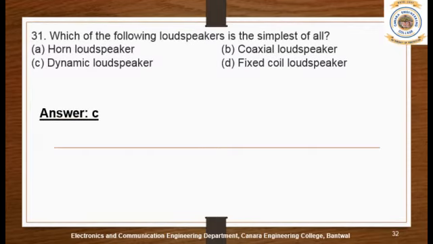Then which of the following speakers is the simplest of all? So horn loudspeaker is a complex one. Coaxial loudspeaker, and coming to dynamic loudspeaker, it is the simplest loudspeaker that we normally come across.